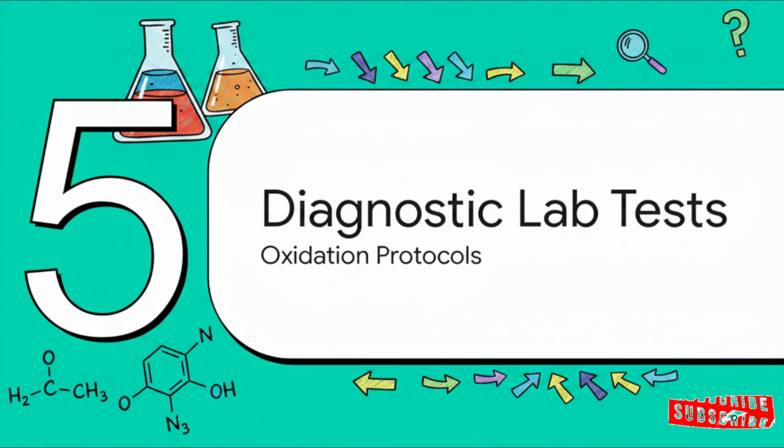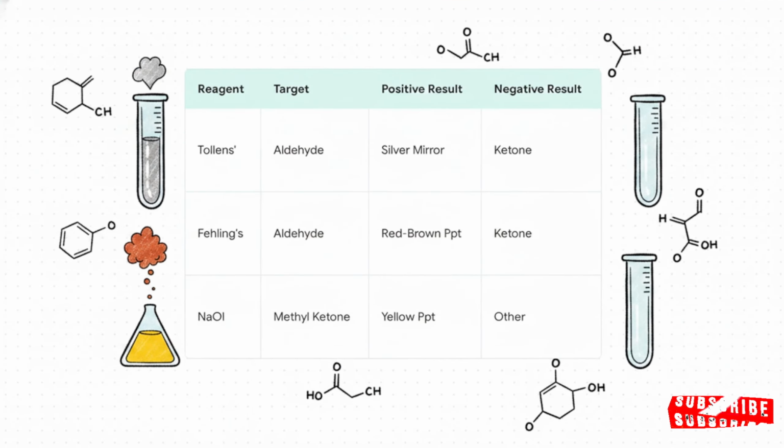Section 5. Diagnostic oxidation tests. In a practical laboratory setting, or when you're staring down a complex exam scenario, you need to know how to rapidly differentiate between an aldehyde and a ketone. Think of this review as your rapid visual recall sheet.